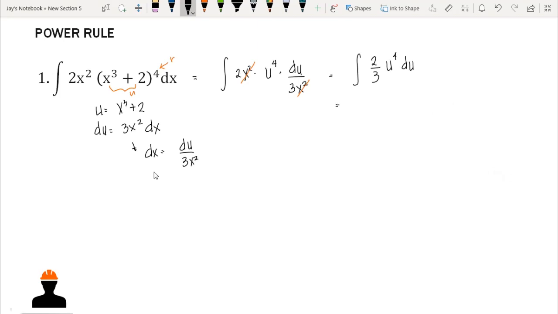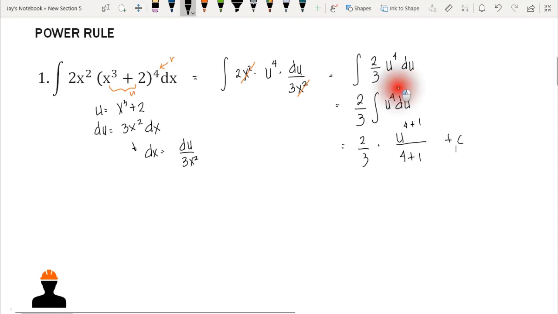Then we can take out 2/3 outside of the integration. We have 2/3 the integration of u to the fourth du. This is power rule, so we have 2/3 times u raised to r plus 1, that is 4 plus 1 over 4 plus 1 plus c. So this is power rule. So we have 2/3 times u raised to the 5 over 5 plus c.